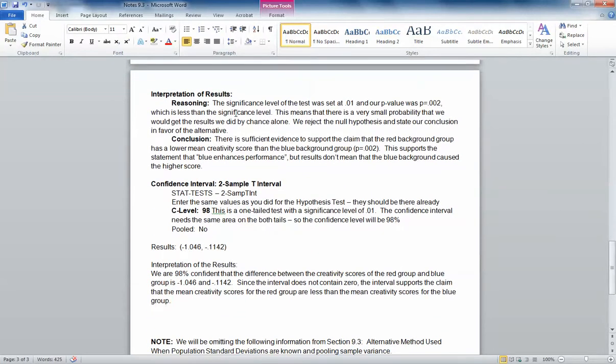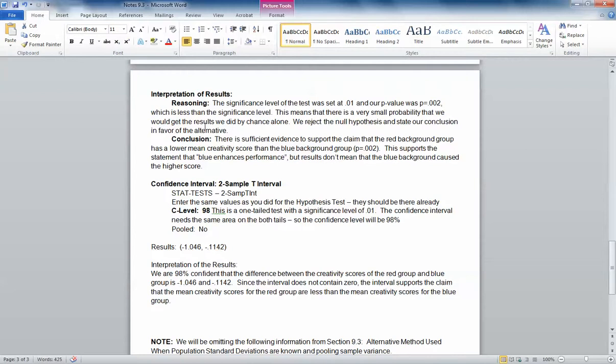The reasoning is the significance level of the test was set at 0.01, and our p-value was 0.002, which is less than the significance level. That means that there's a very small probability that we would get the results we did by chance alone. The difference between the red and the blue group was so far on the negative side, so much less that we were thinking that couldn't happen by chance. There's only a 0.002 chance that would happen, or a 0.2% chance. So we reject the null hypothesis and state our conclusion in favor of the alternative.